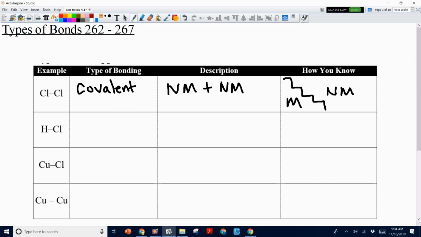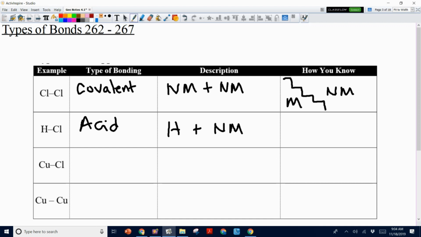The next one is hydrogen bonded to a non-metal. This is what we call an acid. And the description is hydrogen plus a non-metal.